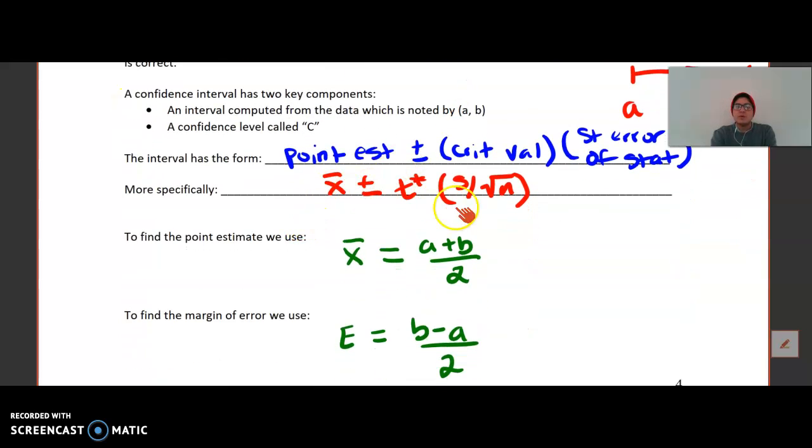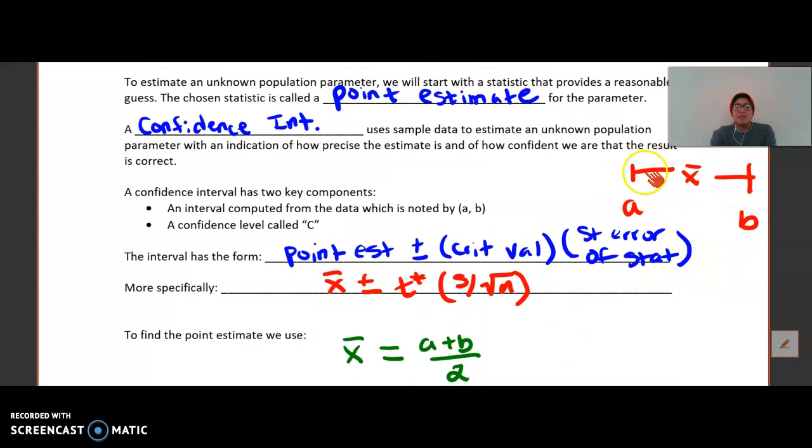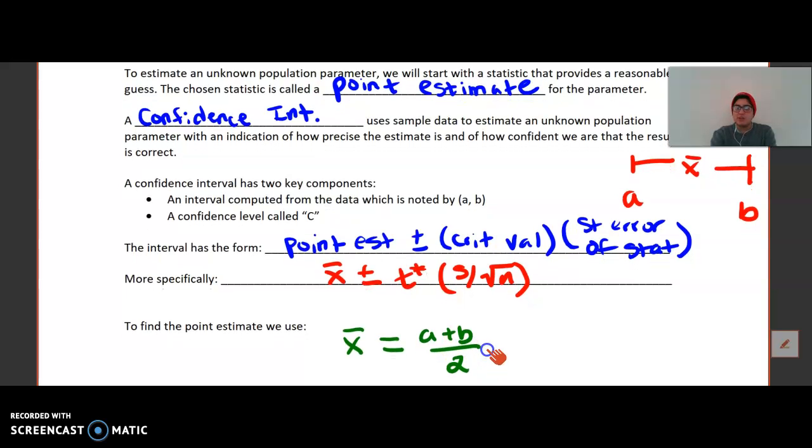So we're going to have this form here for quantitative data, and specifically for one sample quantitative data, we will start at the sample mean plus or minus a t star times the standard error of the statistic here. Now, assuming this is from A to B, the way we can find the point estimate if we're just given the interval is to find the middle of it. So we'll add the two endpoints of the interval, and divide by 2 to find the middle.